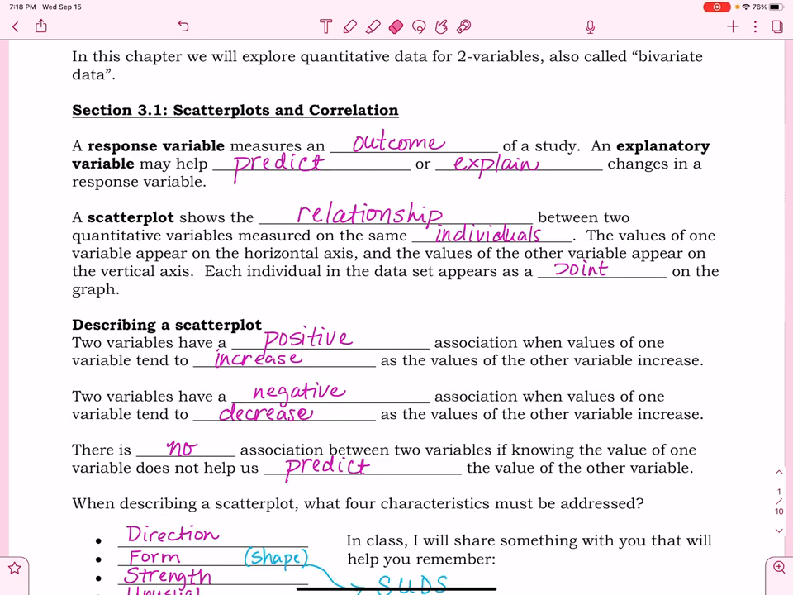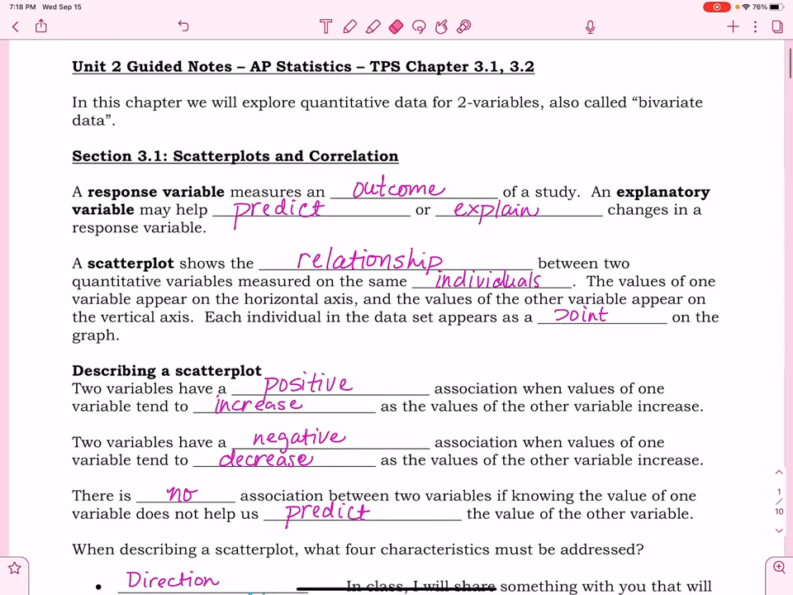Hey AP Statistics, in this video we are in Unit 2 and we are going to discuss Section 3.1 in your book. In this unit we're making a switch from univariate data to bivariate data. So that means we're going to be dealing with two variables. And linear regression should be pretty familiar to you. It's something that you do in Algebra 2. So that is what we're going to be doing.